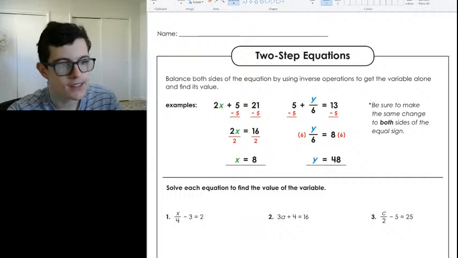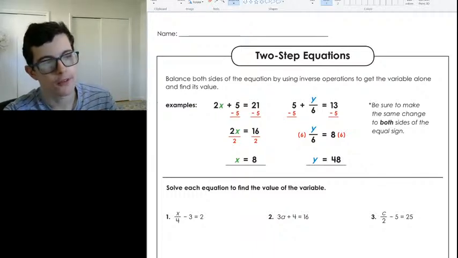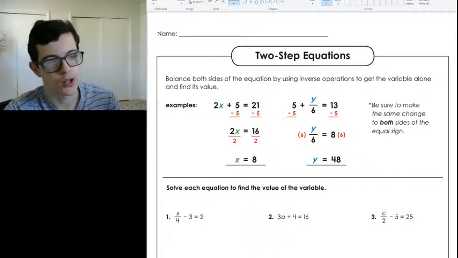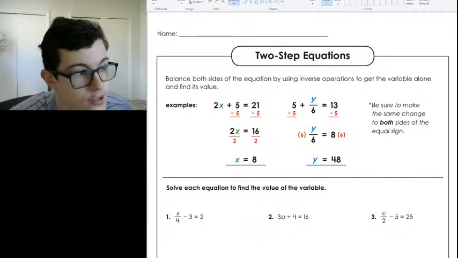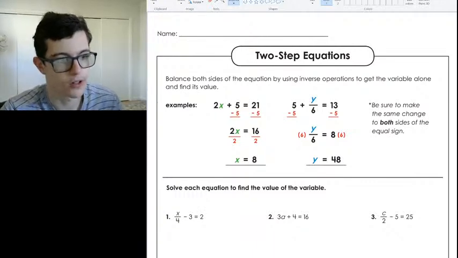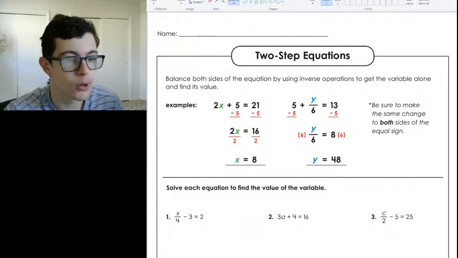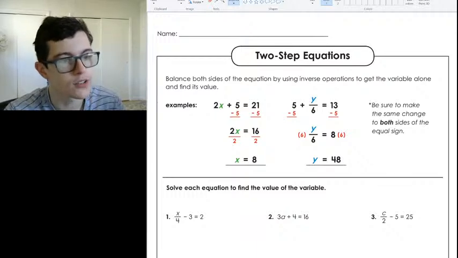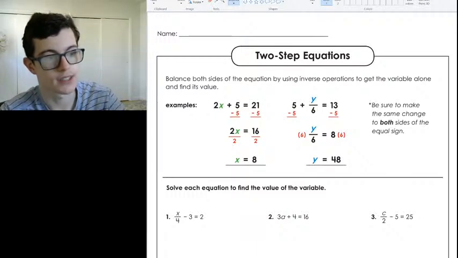Well, what this means is that when we have our sample problem, for example, 2x plus 5 equals 21, we want to get the variable, our x, or the letter in this equation, alone. So we're going to subtract 5 from both sides. We're going to subtract because that is the inverse operation to get our variable alone. By subtracting 5 on both sides of the equation, we get 2x equals 16.